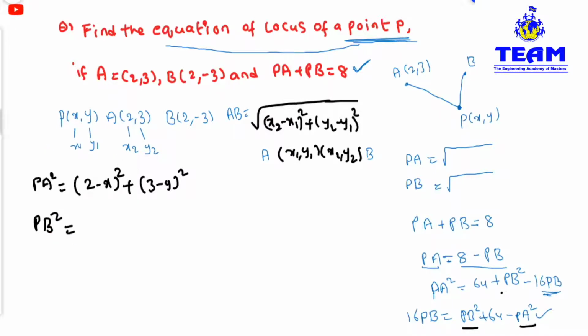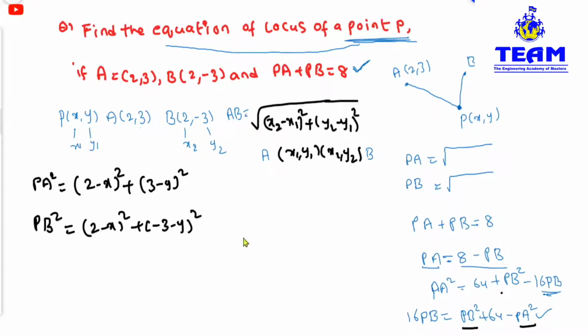PB square is nothing but, here actually, first point is P, second point is B. So this will be x2, y2. Now square and root getting cancelled in this case. So x2 minus x1 whole square, that is 2 minus x whole square, plus minus 3 minus y whole square. That's it. This is PA square plus PB square.